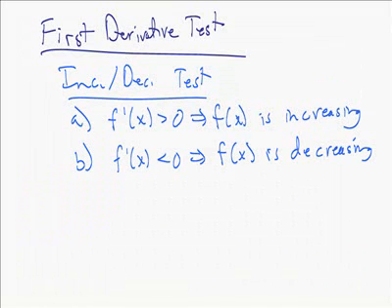In other words, we're going to use this information here to classify a critical value as a max or a min. And this is what's called the first derivative test. Let's look at an example using the first derivative test. So I'm going to pick one out of the book here. Let's just go ahead and take a look at number 7.